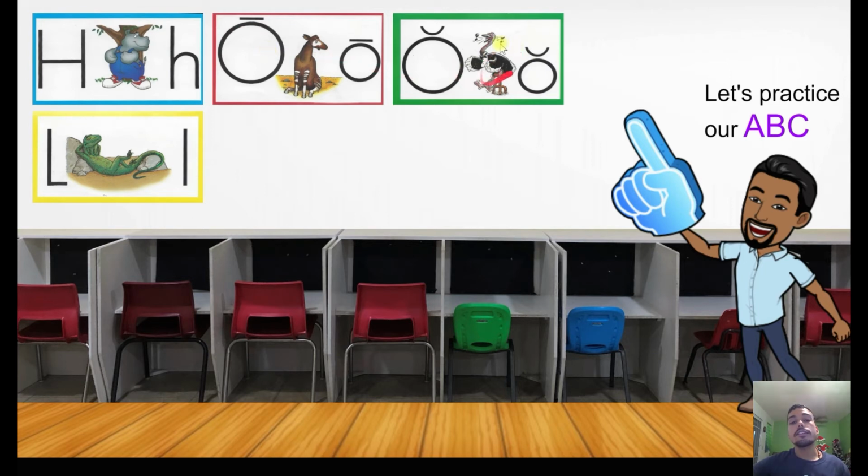The next ring here, its name is ostrich. And ostrich has a letter that sounds o. So when you see the letter O with the E on top, it's going to sound o.